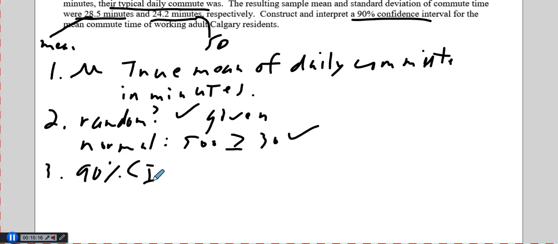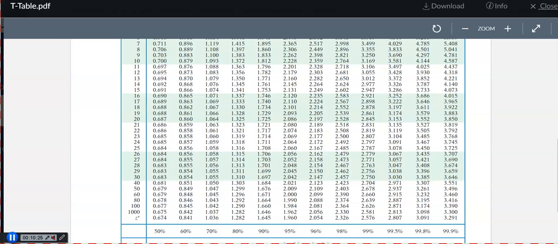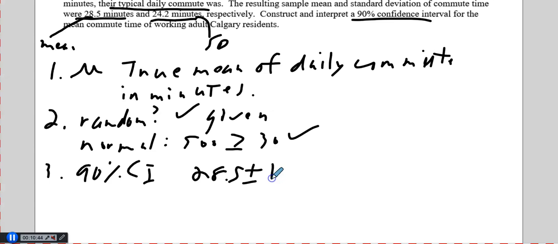We first need our 28.5, our mean, plus or minus. Now we got to find our t-score. So remember, 500 people, we're going to back up to 100. So we're going to look for the interval of 90% and 100, which is 1.66. Okay? So we come back here and we put in 1.66. So key thing, guys, is here we're not using a z-score. It's not always the same number. It depends on the table.